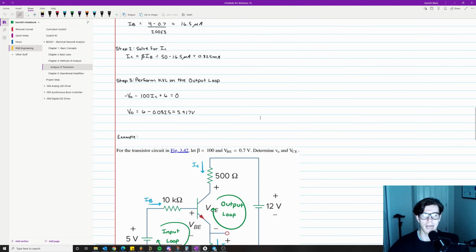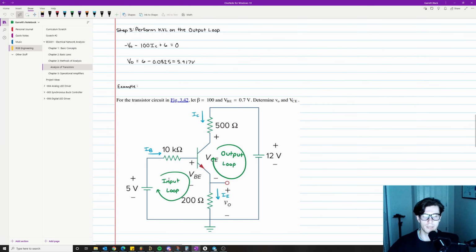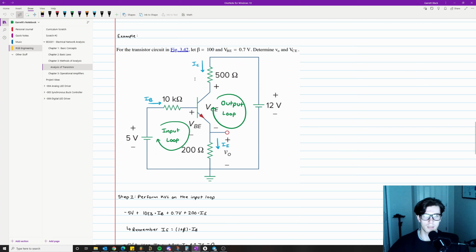All right, let's take a look at another example, and this one's a little bit different. For the transistor circuit in this figure, let beta equal 100 and VBE equal 0.7 volts. Determine V out and VCE. Sorry, this is VCE right here, and this is V out right here. At first glance, you're probably thinking, oh my gosh, this is totally different. What on earth do we do? And it's literally the same exact steps.